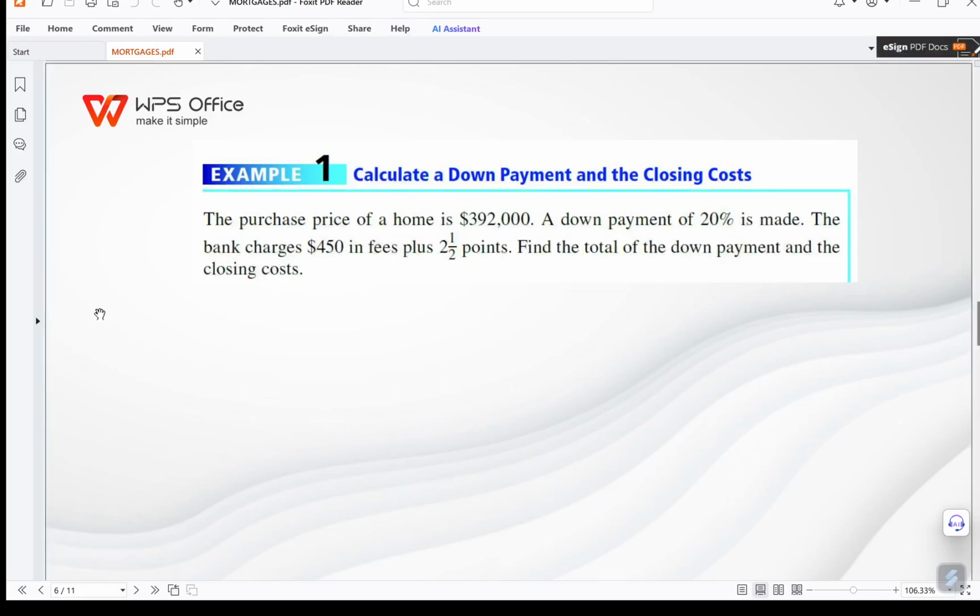So example number one: calculate a down payment and closing cost. The purchase price of a home is $392,000. A down payment of 20% is made. The bank charges $450 in fees plus 2.5 points. Find the total amount of the down payment and the closing cost. So first, you need to find the down payment.